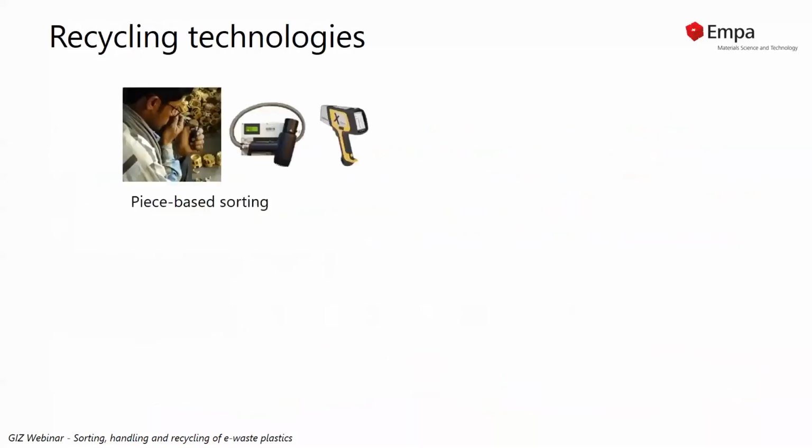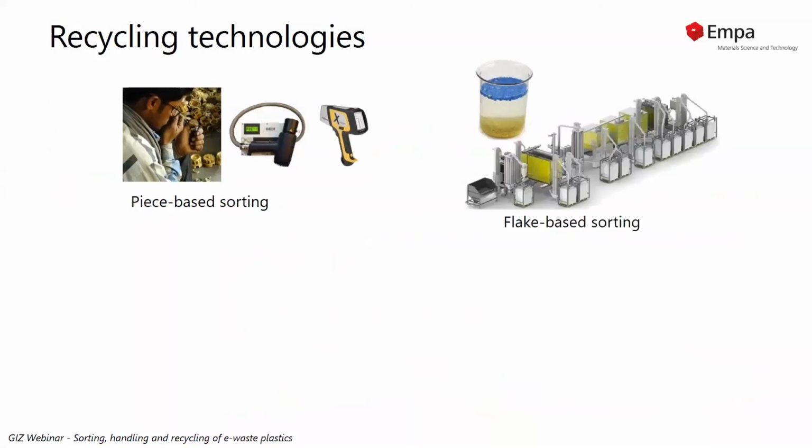So I mentioned sorting being the key, and there's really two worlds in that whole sorting debate. One part is trying to sort the plastic that you might get out of e-waste on a piece basis. So let's say you dismantle a device and you get a whole housing, and then of course it makes sense that if you're able to say what sort of plastic it is, to sort the housings on this level.